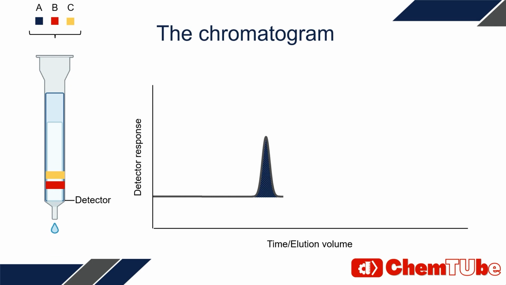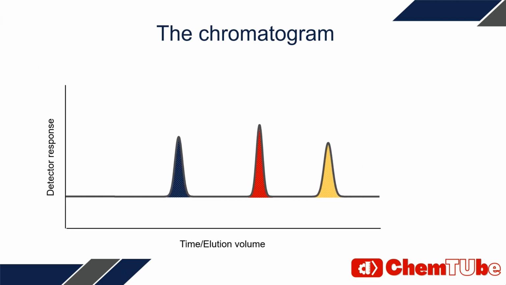Also, compounds B and C have begun separating as B is less polar than C and will travel faster. When we elute further, compound B passes through the detector, giving rise to another peak. We can then collect and remove B. Finally, compound C is also eluted and collected.